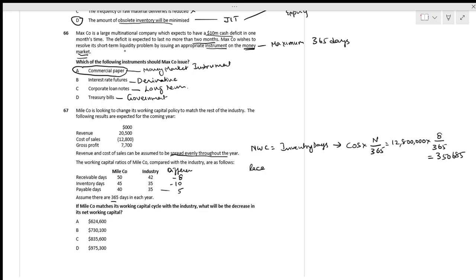Receivables. We have to take the difference only. It is sales times n divided by 365. How much are their sales? 20,500 times the difference, 8 divided by 365.